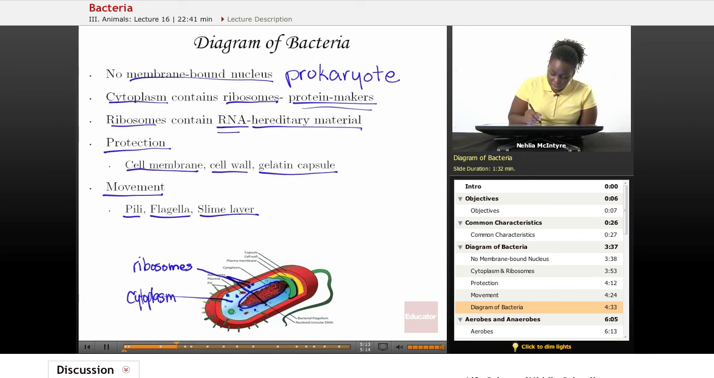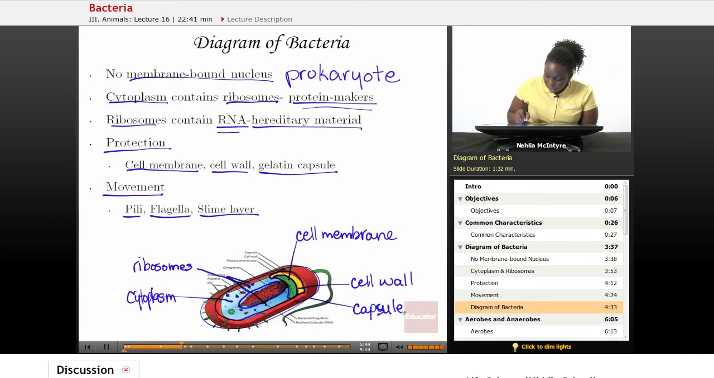We also have this green layer, which is representative of the cell membrane. Then outside of that, this yellow layer would be representing the cell wall. It's more rigid. And then finally, outside of that, we have the red layer called the gelatin capsule. And then outside of that, we may have some structures called pili, which again help the bacterial cell to move in its environment. A bacterial cell could also have what we call a flagella, which is similar to a whip or a tail, which helps it to move also.